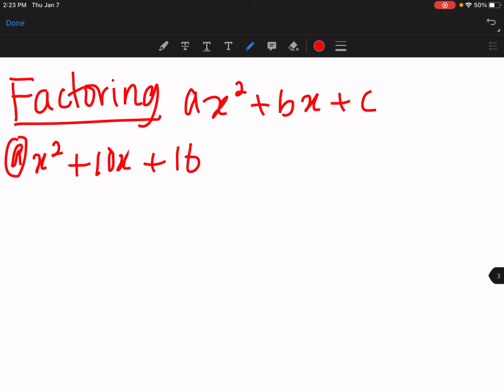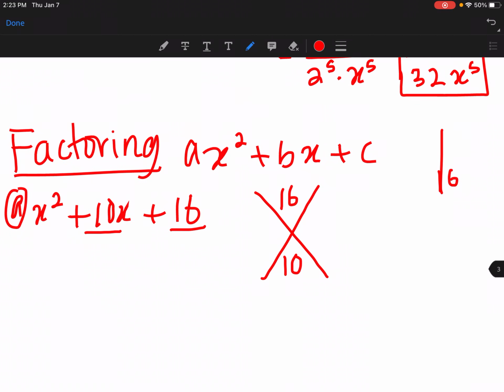To factor this out, I'm going to go ahead and draw my x factor and put my letter C, which is 16, on top, and then 10, which is my letter B, on the bottom. Then we're going to look at some factors of 16. What are some numbers that I can divide 16 by? I can do 1 times 16, 2 times 8. I cannot do 3. 4 times 4, and that looks like it.